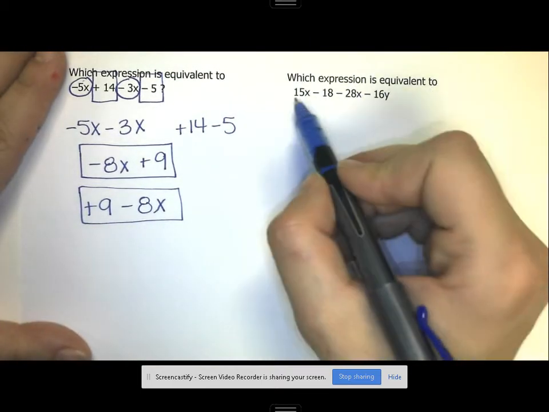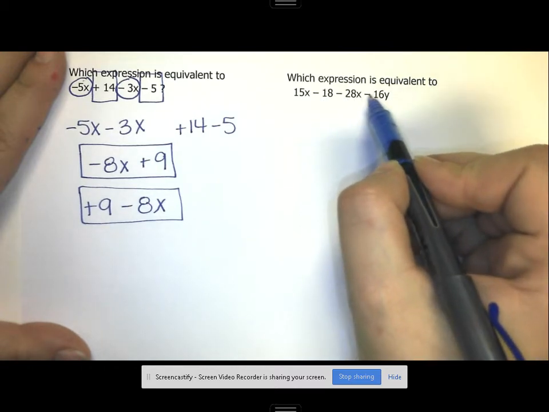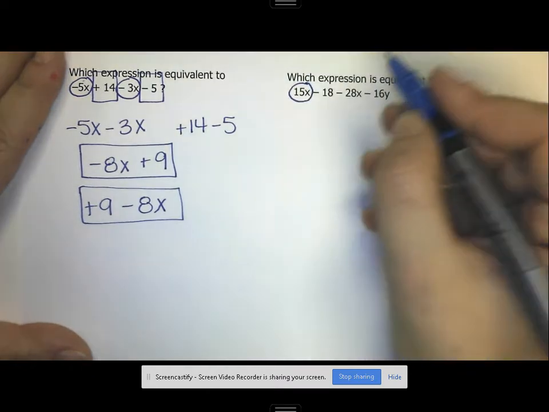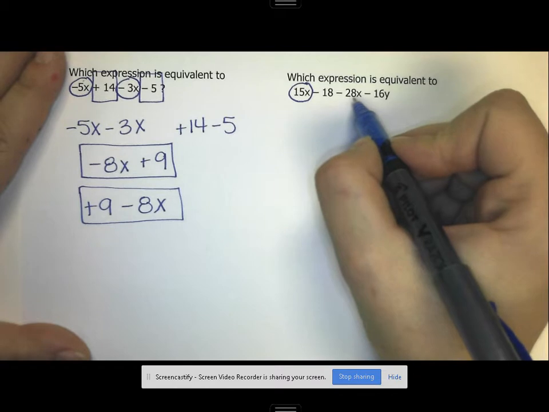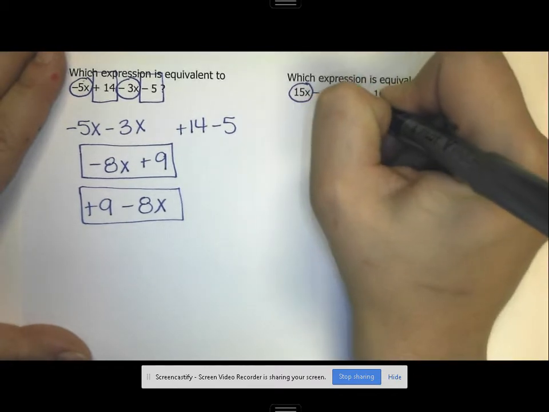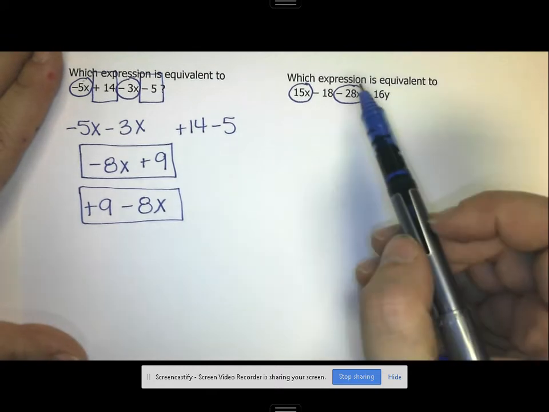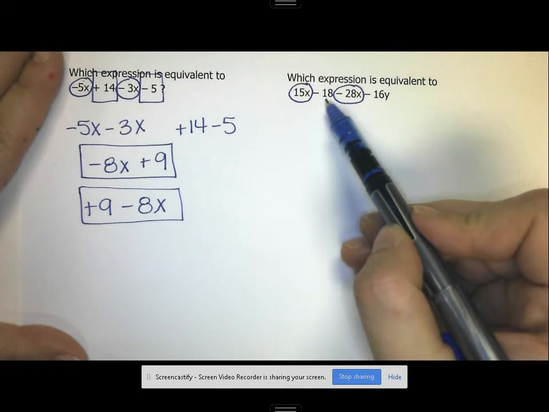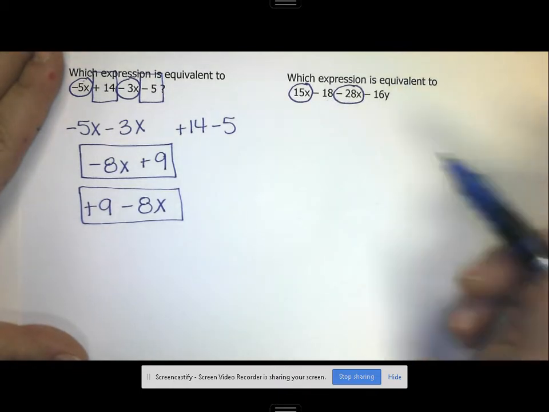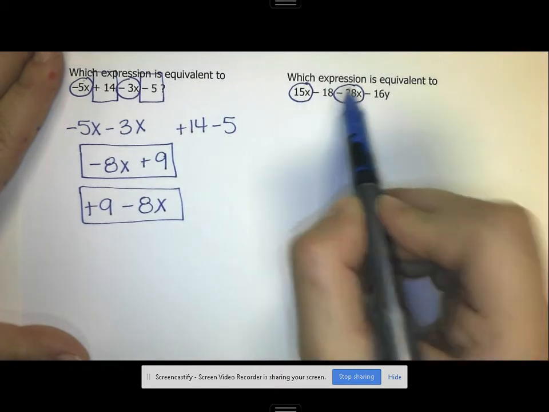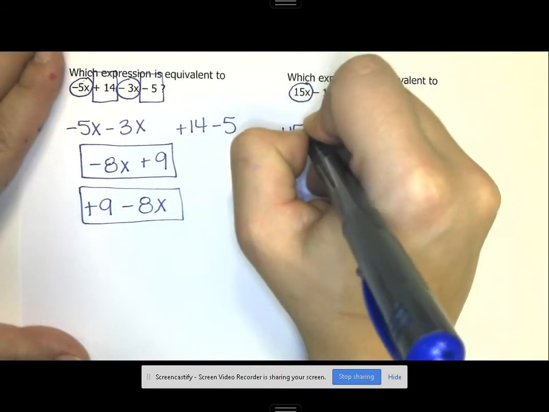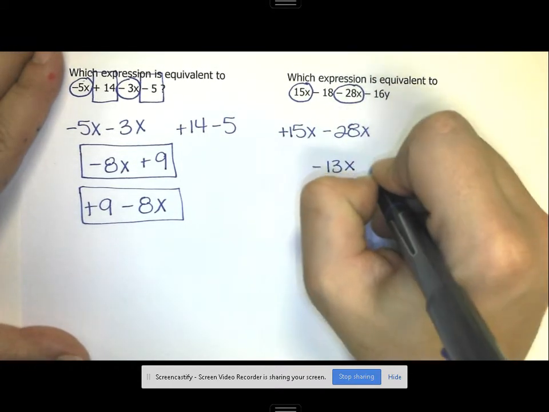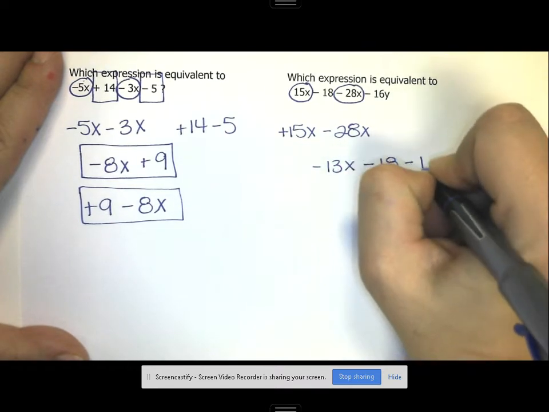Which expression is equivalent to 15x minus 18 minus 28x minus 16y? Now here the only terms I can combine are the 15x and the, now careful, this is not 28x, this is negative 28x. I can't combine the other terms because this one has a y. And this one has no variable. This one's a constant. So these two terms can't be combined with each other or any other term. But the two terms with an x can be combined. So this is a positive 15x and a negative 28x. So that's negative 13x. And then I have the minus 18 and then the minus 16y.